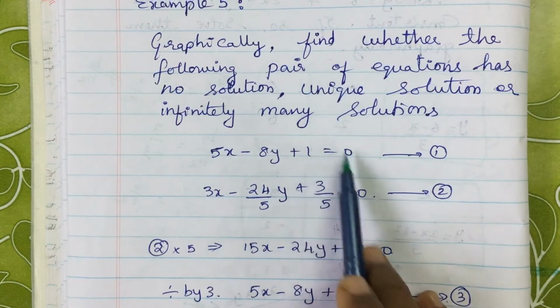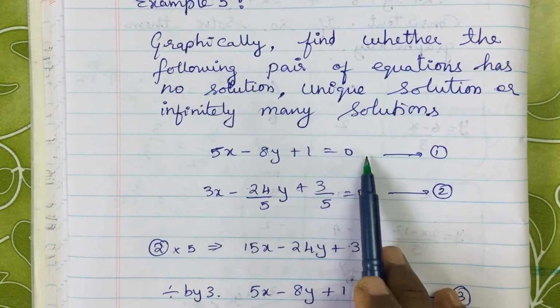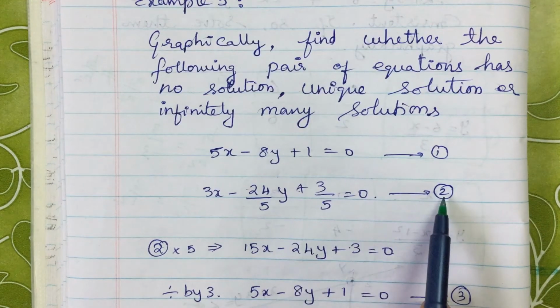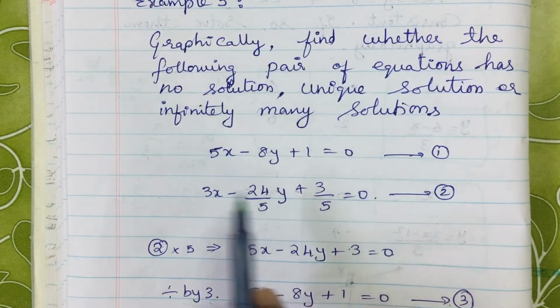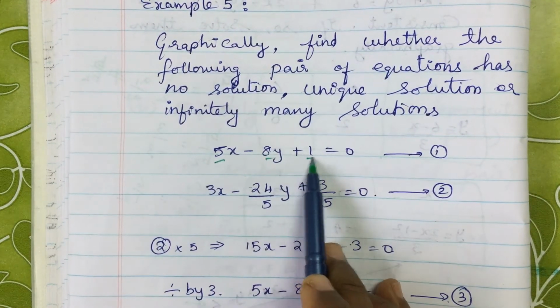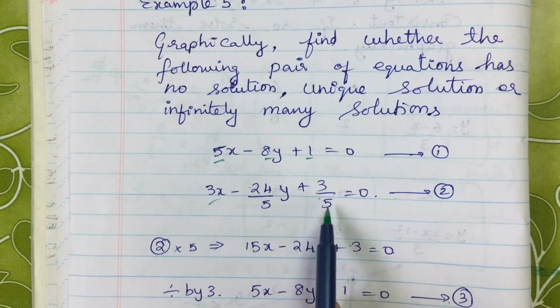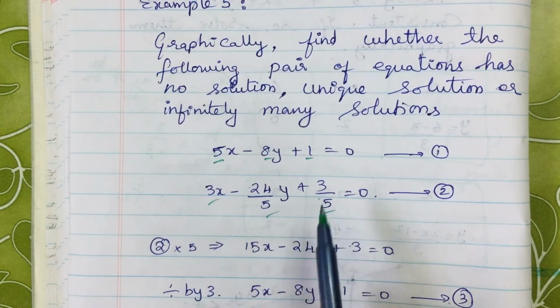So this is the question given. These are the equations given in the question. I have marked this as equation 1 and this is equation 2. If you inspect the equations, here the coefficients are regular integers. If you see the coefficients here, it is an integer, and these two are observed to be fractions.